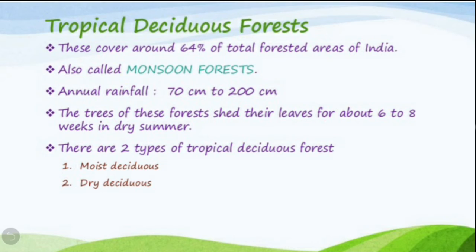The trees of these forests, they shed their leaves for about 6 to 8 weeks in dry summer. Further, this type of forest is divided into two: moist deciduous forests and dry deciduous forests.